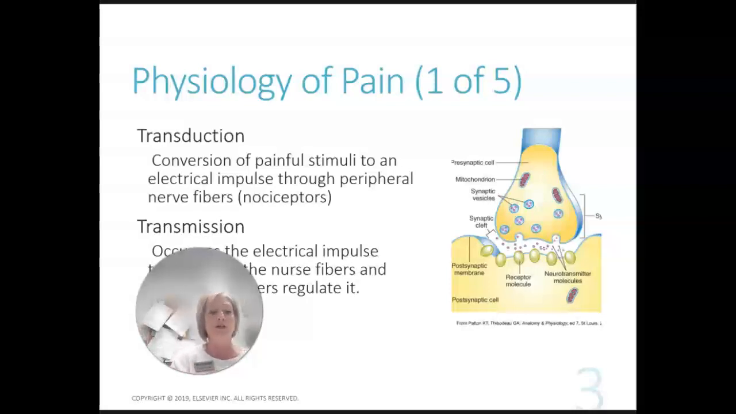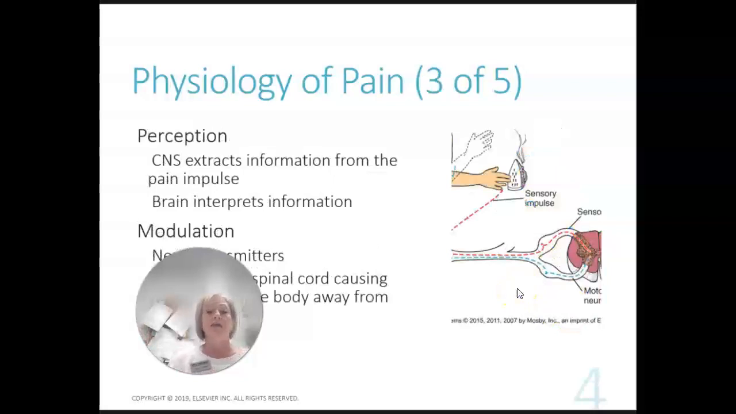Then it goes into what we call perception. That's when your central nervous system extracts the information from that pain response. Your brain is going to interpret it. It's not just one specific area in the brain that interprets a pain response. It goes to the hypothalamus first, and then it goes out to all of the brain. The brain interprets where that pain is, how long it has been going on, and how bad it is. So it interprets it for you.